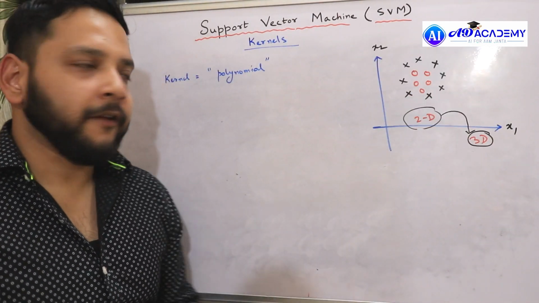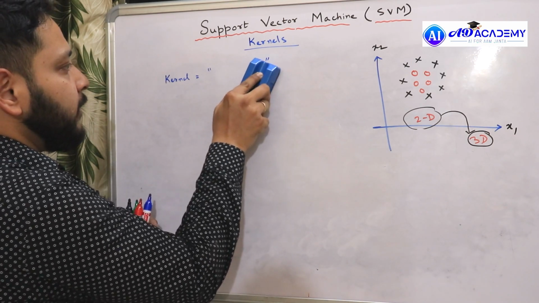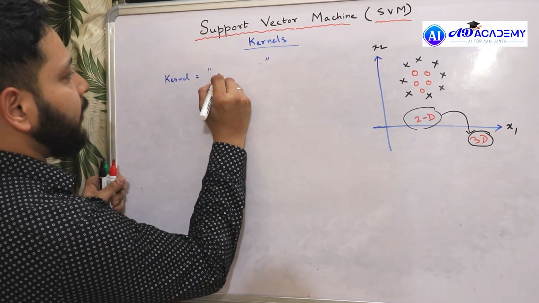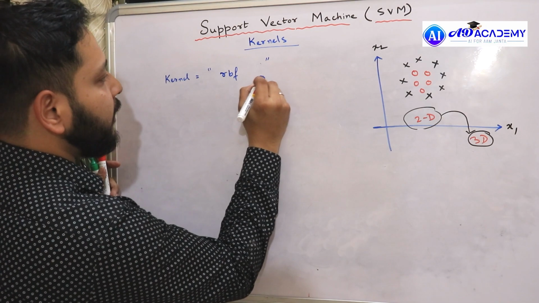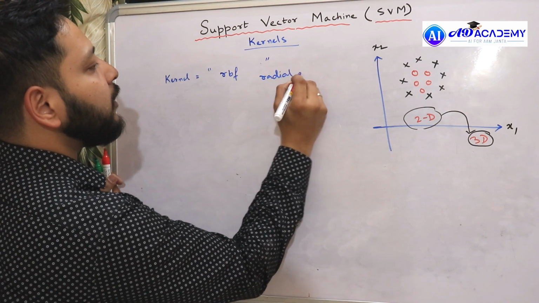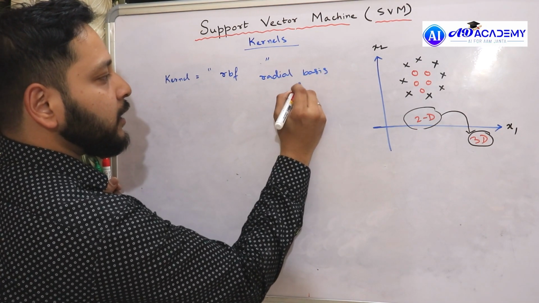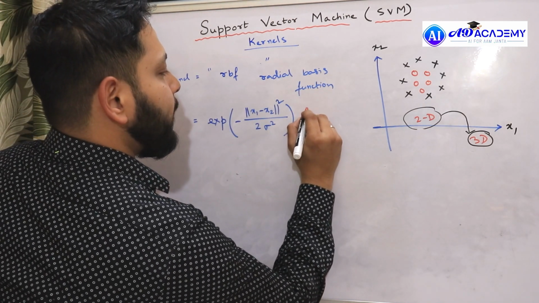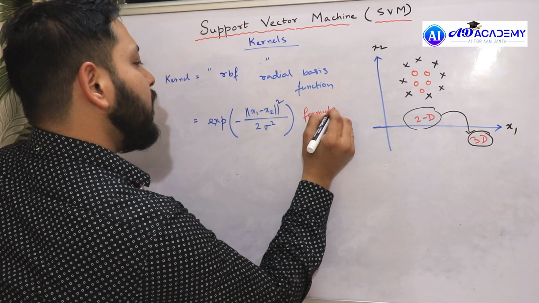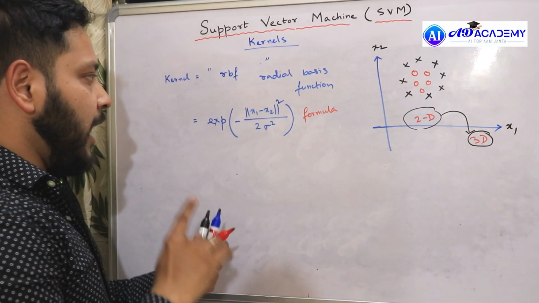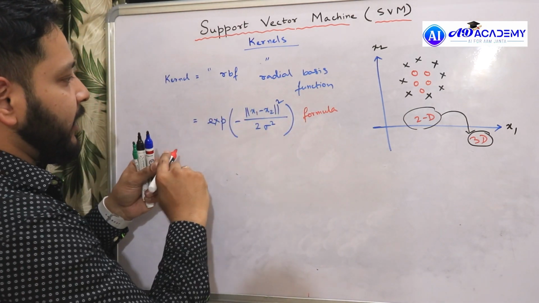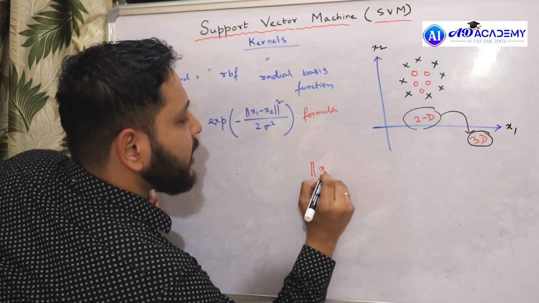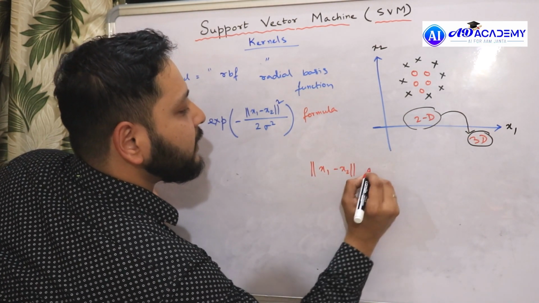We also use RBF kernels. What are RBF kernels? Let me explain. RBF, radial basis function. This is the mathematical formula of the radial basis function RBF, where x1 and x2, this one, x1 minus x2, what is this?